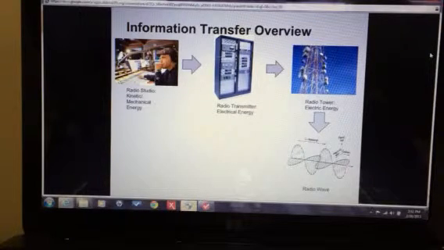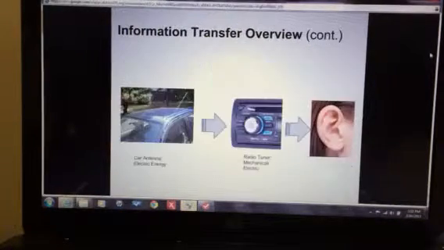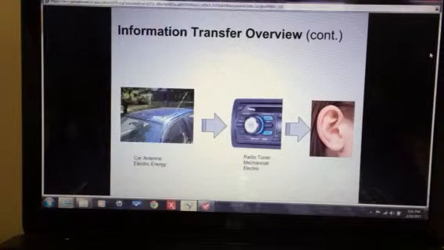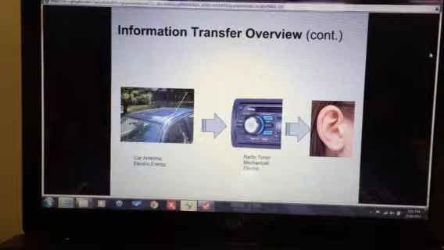The transfer overview is: the kinetic energy is in the radio studio with the broadcasters and the machines, and then the electrical energy is the radio transmitter, and then the other electric energy is the radio tower, and then the radio wave goes to the car antenna, which is also electric energy. Then the radio tuner in your car is mechanical electric energy that tunes the music that you're listening to a certain frequency so that you can hear it.